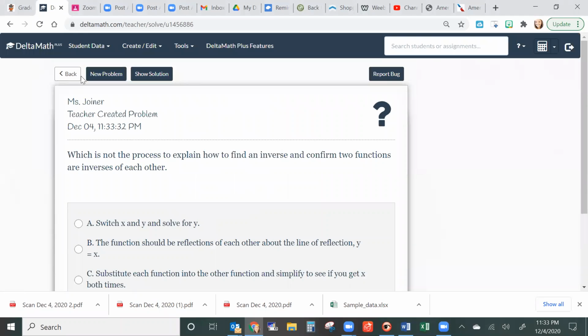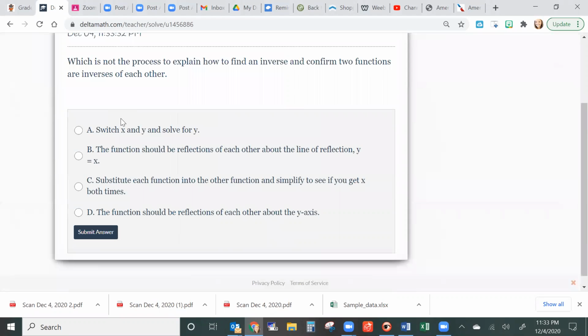So this is the very last question on this part 3, which is which is not the process to explain how to find an inverse and confirm 2 functions are inverses of each other. The first one says that I can switch x and y. Well, that should sound familiar. We just talked about that. That is correct. Another way would be the functions should be reflections of each other across the line y equals x. This is also true.